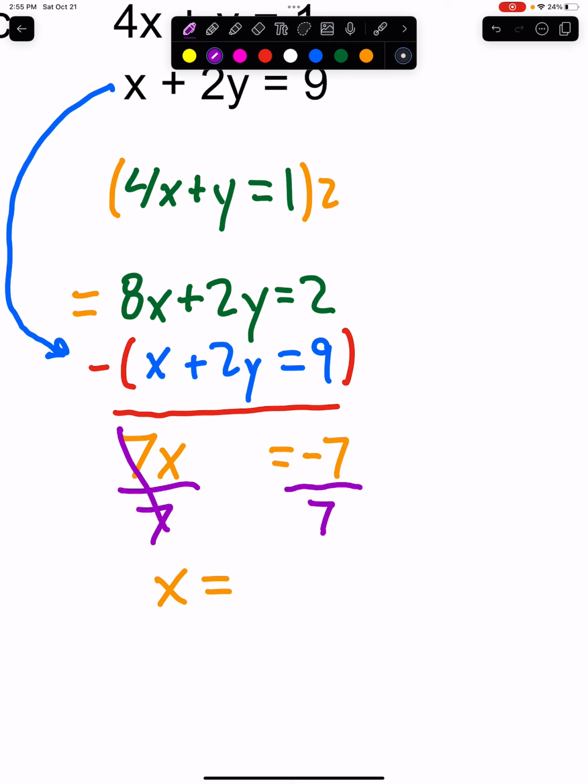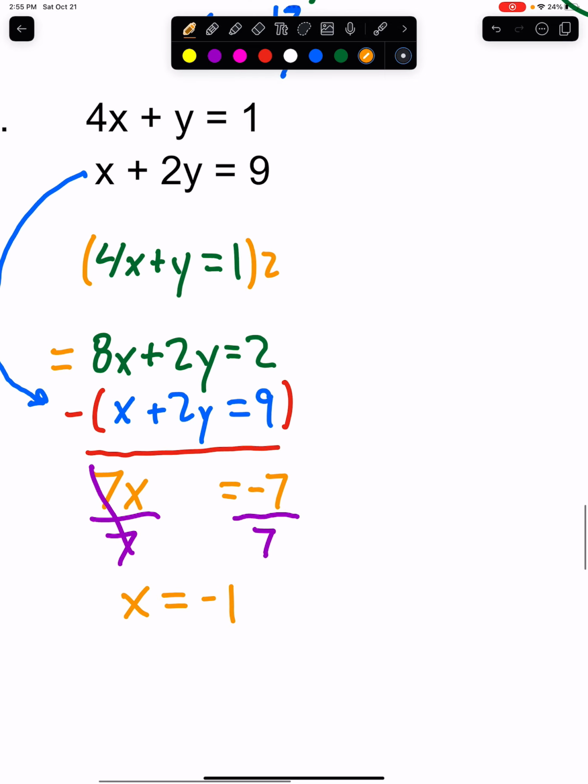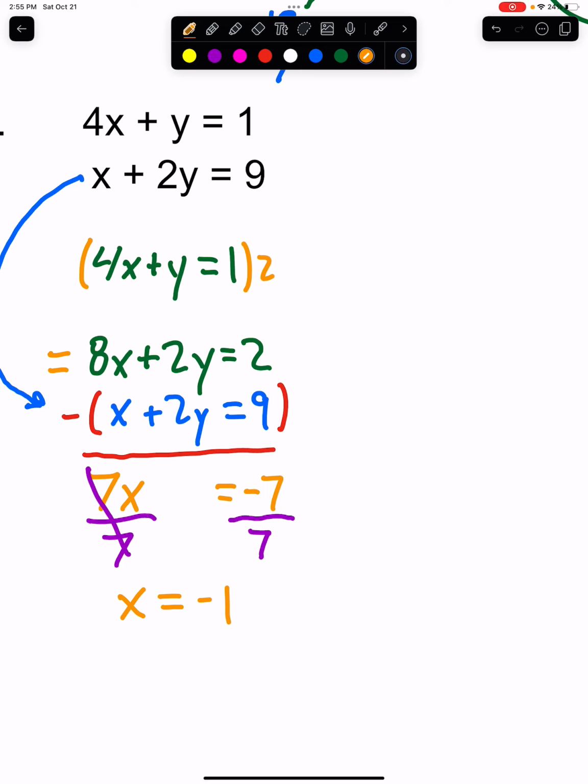And 7 divided by 7 is 1. But we got a negative divided by a positive. Negative 7 divided by positive 7. I'm pretty sure it's going to be negative 1. And now we're doing good. We found out what x equals. X is negative 1.